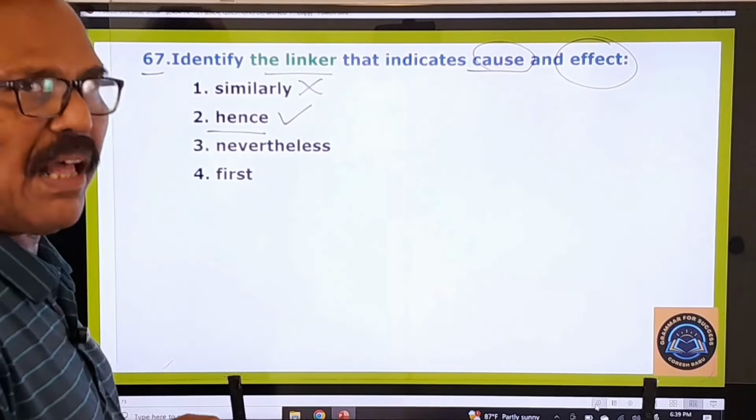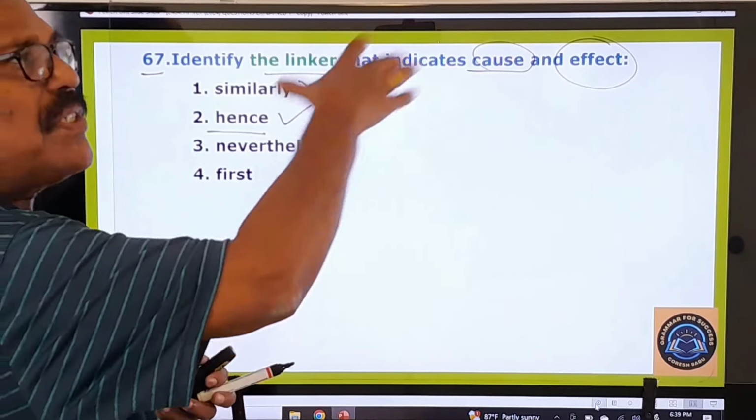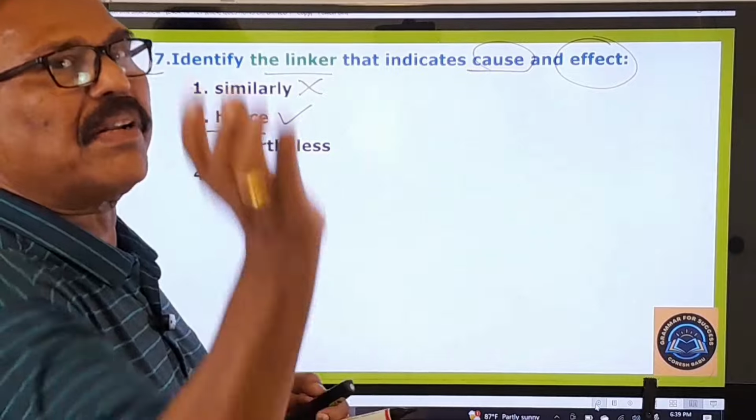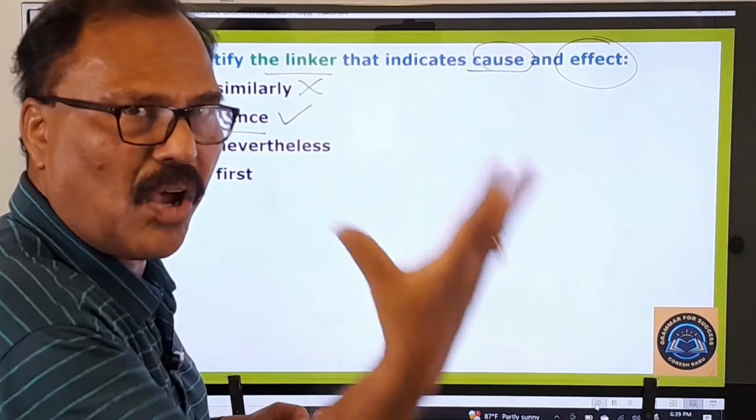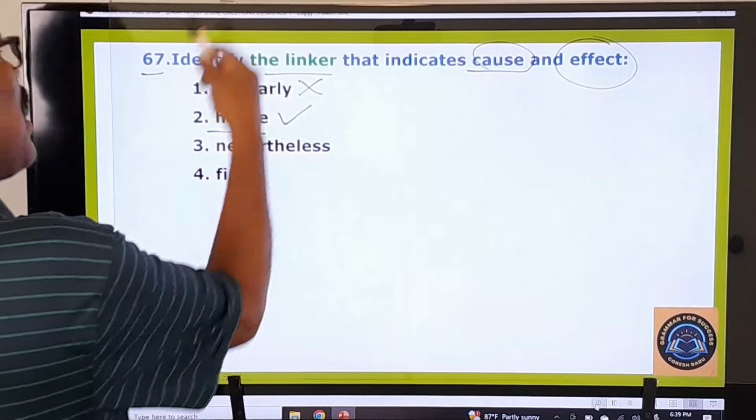Hence means 'anduvalla'. The laborers were staging a dharna. Hence, they were arrested. Hence means 'anduvalla'. That's the effect. That is indicating cause or effect. So that hence means 'anduvalla'.